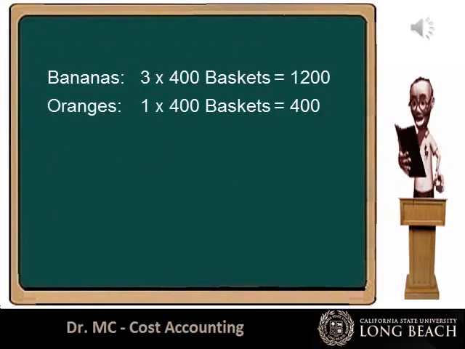400 baskets contain 3 bananas each, for a total of 1200 bananas. Each of those baskets also contains 1 orange, for a total of 400 oranges. Thus, you must produce and sell 1200 bananas and 400 oranges in order to break even.